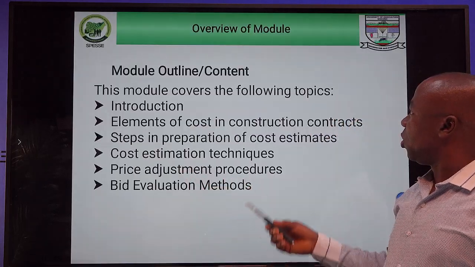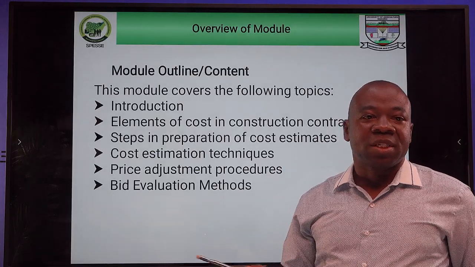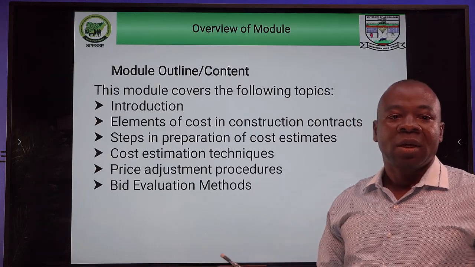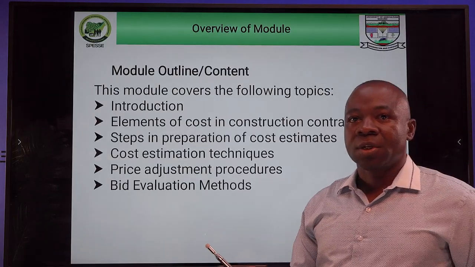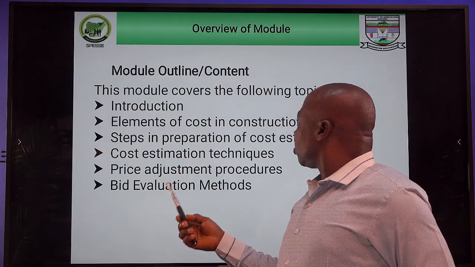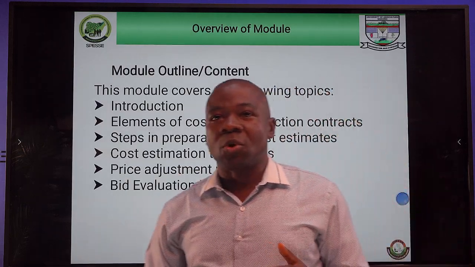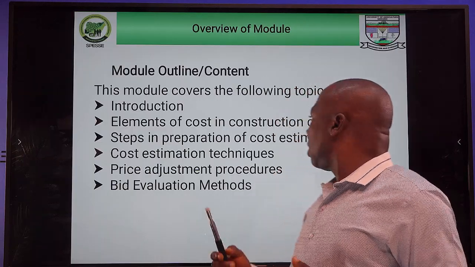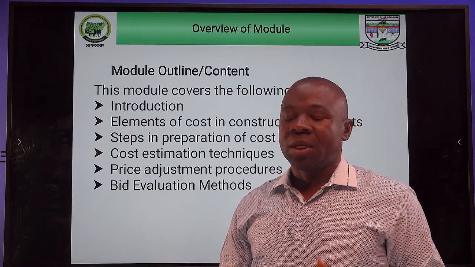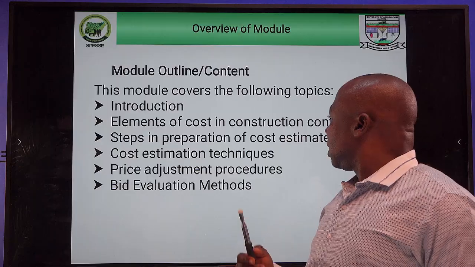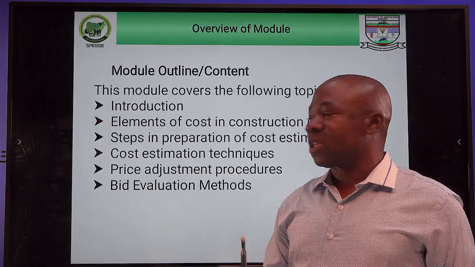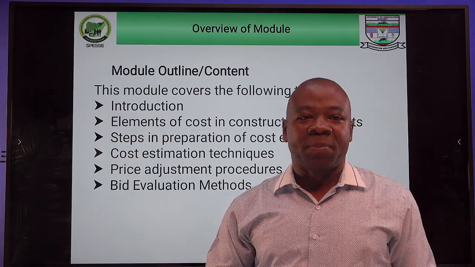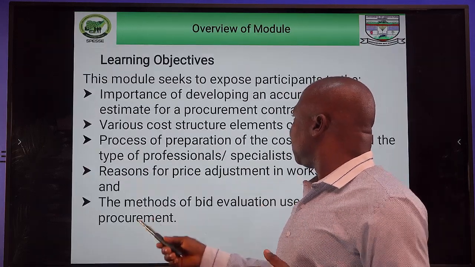This course is a module that covers basically 6 aspects. The introductory aspect, it also considers the elements of costs with respect to construction works. It looks at the steps that are used in preparation of cost estimates. It also goes to look at the techniques used in estimating costs, as well as price adjustment procedures and bid evaluation methods that are applied in the course of procurement activities.